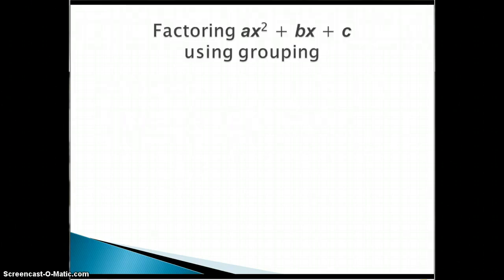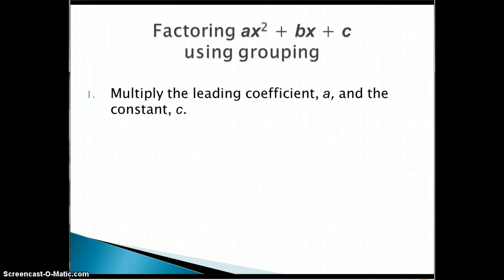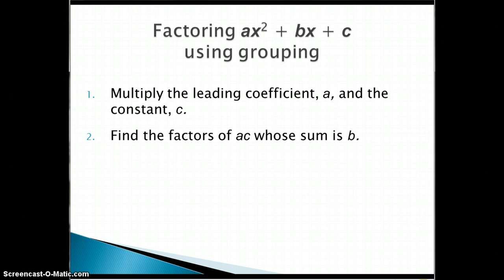So factoring trinomials of the form ax squared plus bx plus c can be done by grouping. These are the steps you would use if you are going to do this by grouping. The first step is to multiply the leading coefficient a and the constant c together. Then you take that product and list the factors of AC until you find two factors that add to the middle coefficient b.